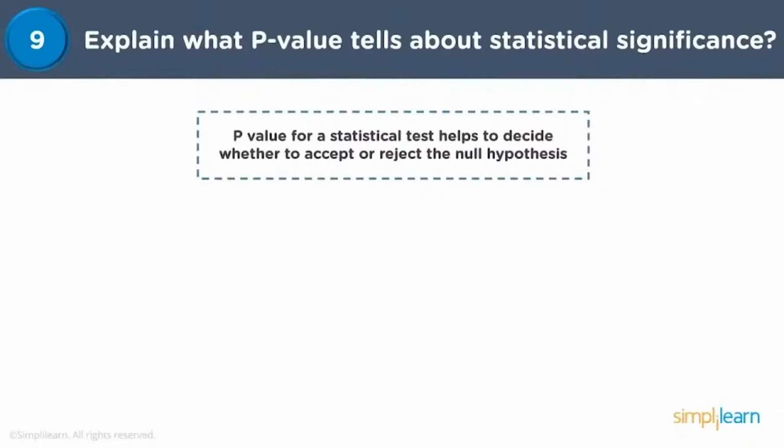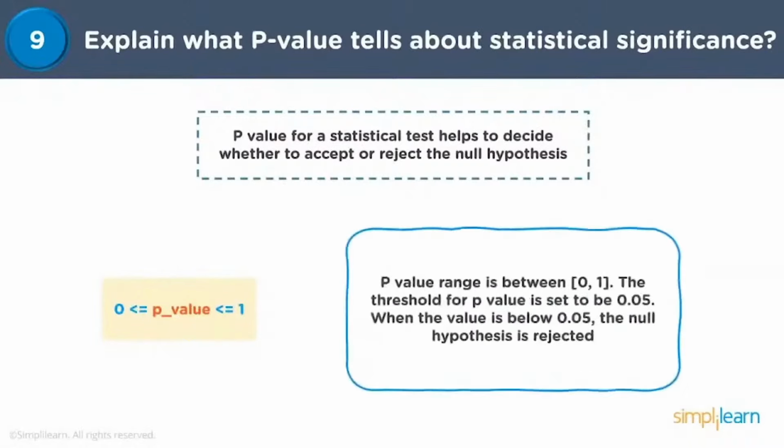They come up with an alternative hypothesis that they think explains a phenomenon, and they work to reject the null hypothesis. For example, null hypothesis or H0 could be the world is flat, and an alternative hypothesis could be the world is round. So lower the p-value, the greater the statistical significance of the observed difference. Now the p-value is just one piece of information you can use when deciding if your null hypothesis is true or not. The p-value lies between 0 and 1, as you can see here. The threshold for p is set to 0.05. When the value is below 0.05, the null hypothesis is rejected.